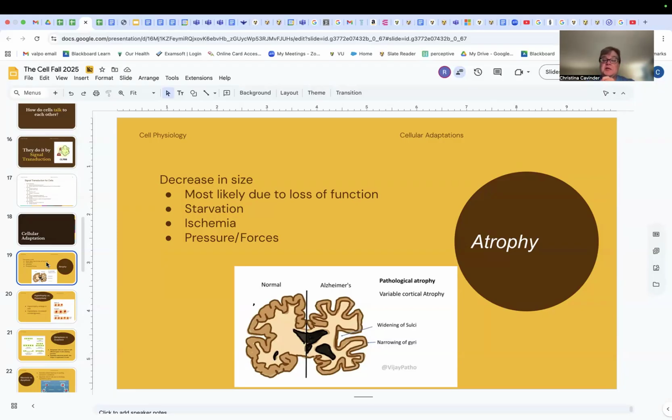It could be caused by starvation also, where it's not receiving the energy it needs, or ischemia, lack of oxygen to the site, or pressure or forces as well can cause atrophy. If you look at a brain for a person with Alzheimer's, you'll see the brain atrophying. It gets smaller, and so you see these wider gaps between the sulci.